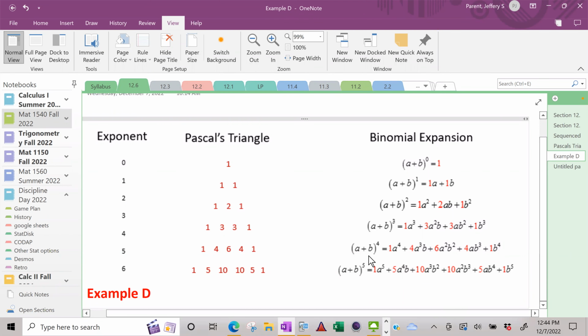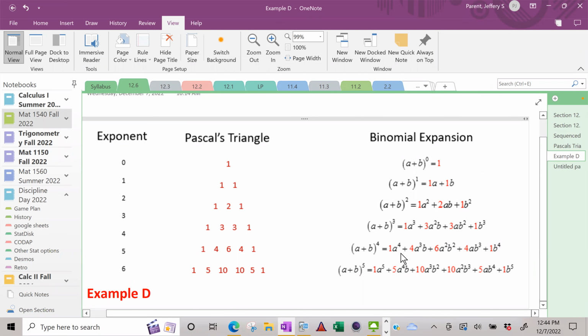So for instance, instead of multiplying a plus b by itself 4 times to get this, you're going to start out with a to the 4th power, b to the 0 power, which isn't written here, but it could be. And then as you move from left to right, you're going to slowly decrease the powers of a and increase the powers of b. So a to the 3rd, a to the 2nd, a to the 1st, and then a to the 0. Well, that's 1, so I don't need to write that.